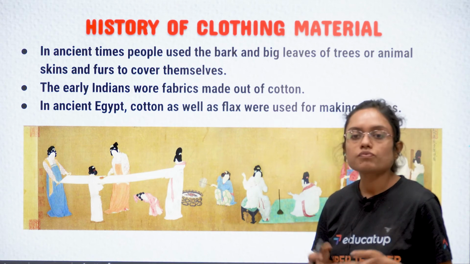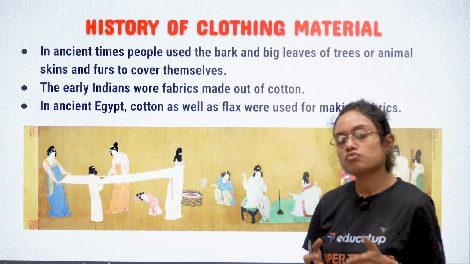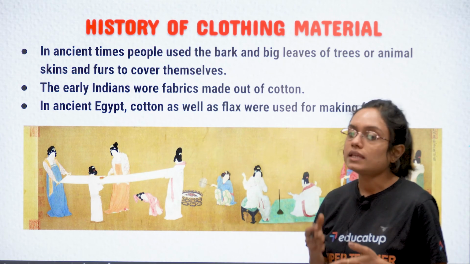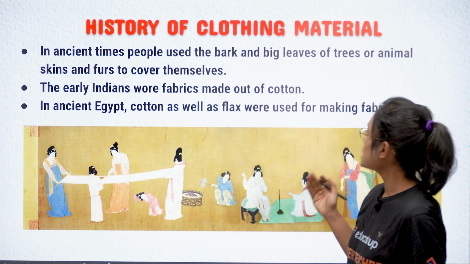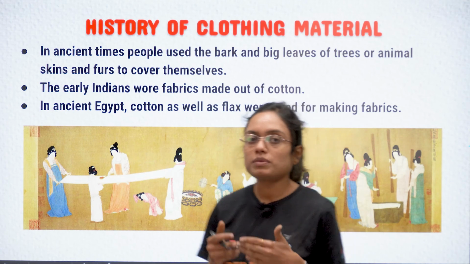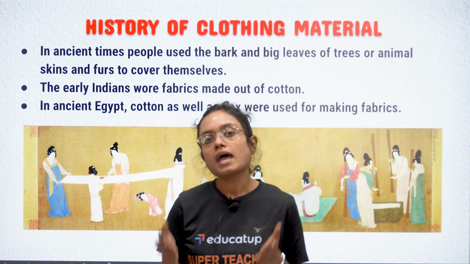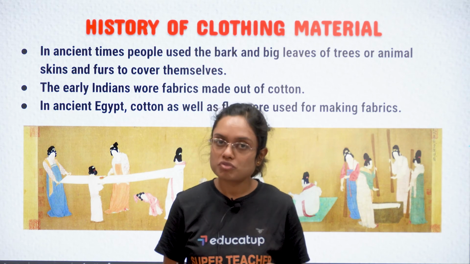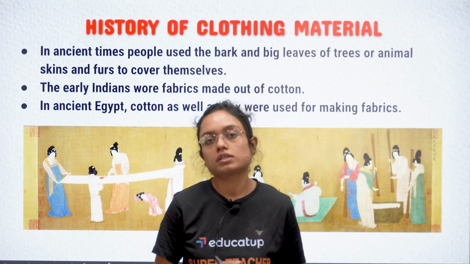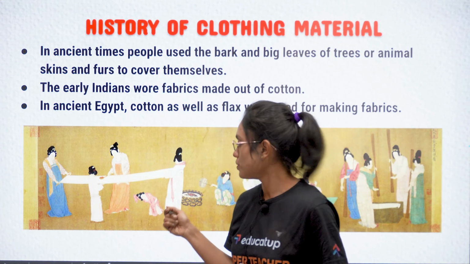The early Indians wore fabrics made of cotton. So cotton is like having a history a long back ago. In ancient Egypt, cotton as well as flax were used for making fabric. Again, flax and cotton both have been in usage since a very ancient time, both the fibers. And both the fibers are actually natural fibers because we obtain both cotton and flax from plant fibers, from plants.